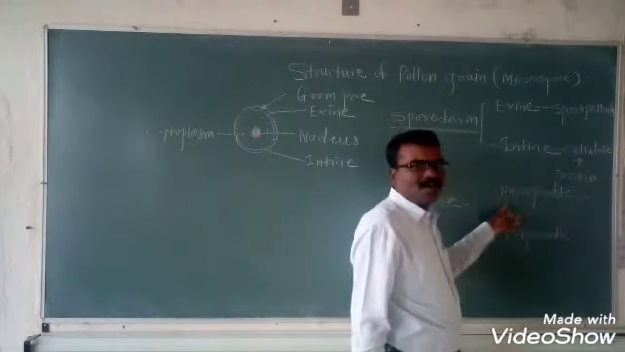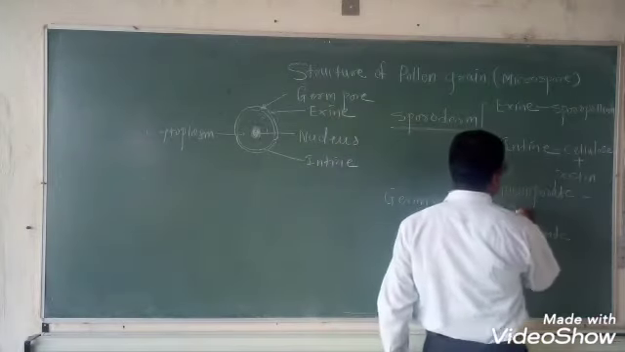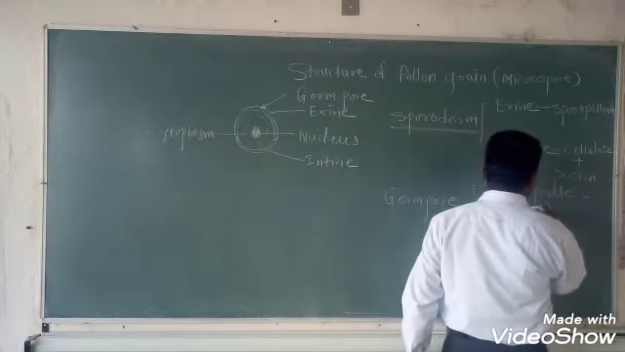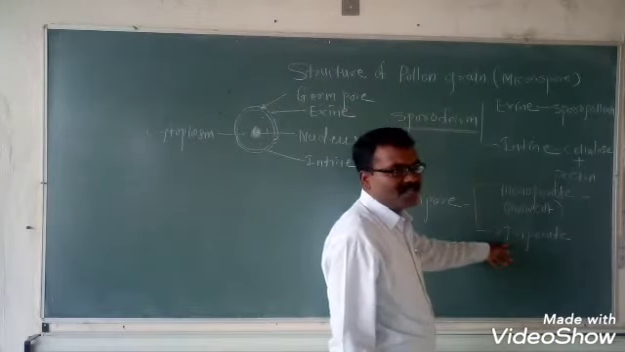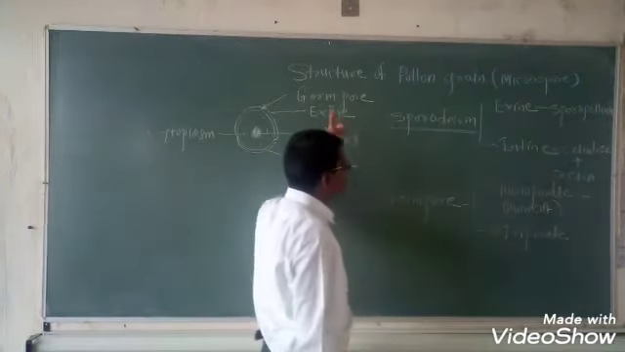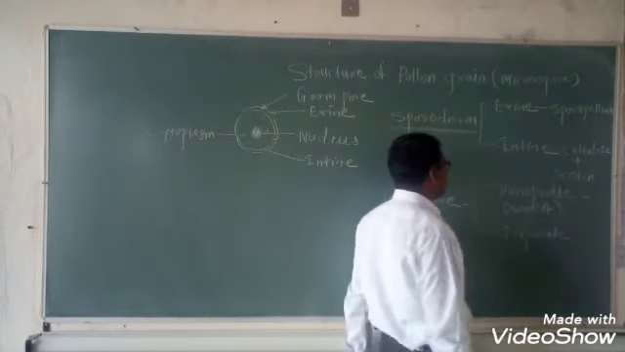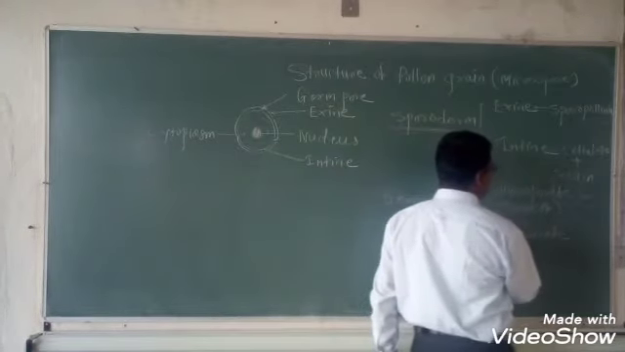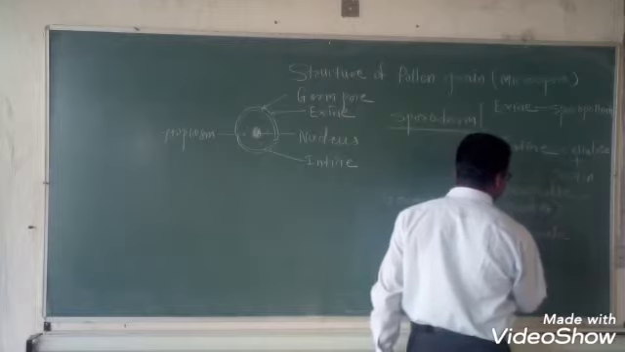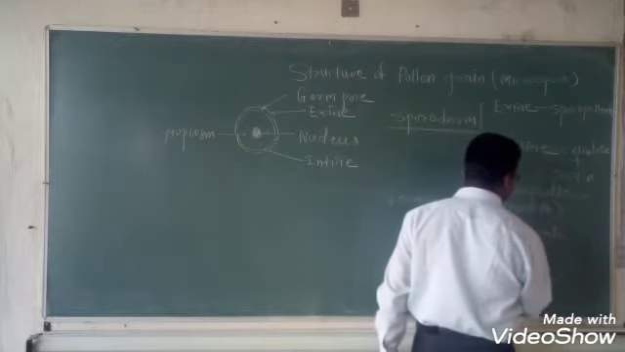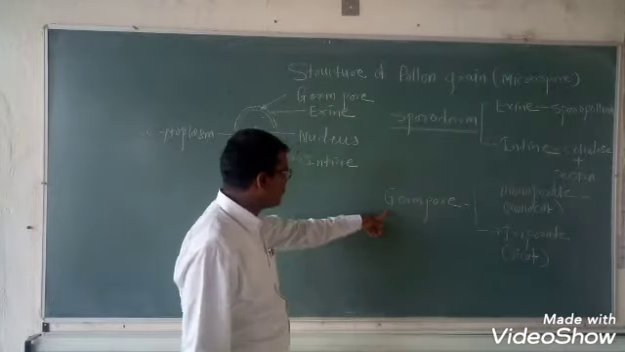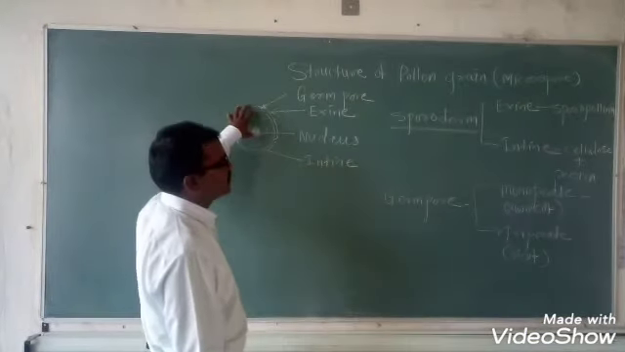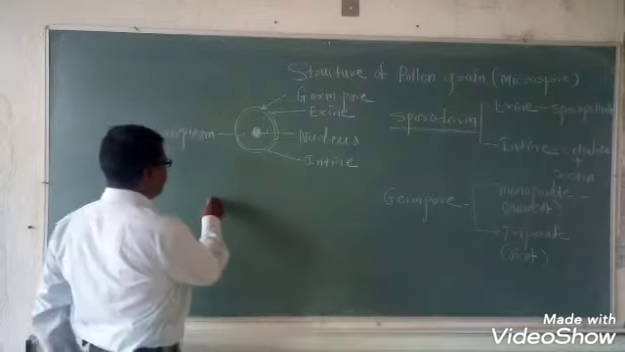Monoporate condition is found in monocot, while triporate, where three germ pores are present, is called triporate condition. It is found in dicot plants. This is the structure of pollen grain.